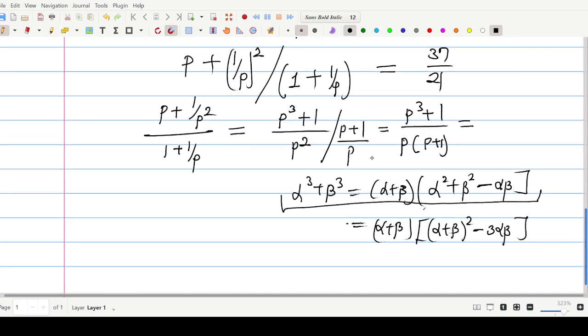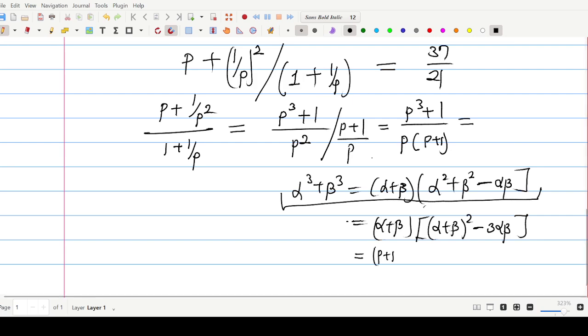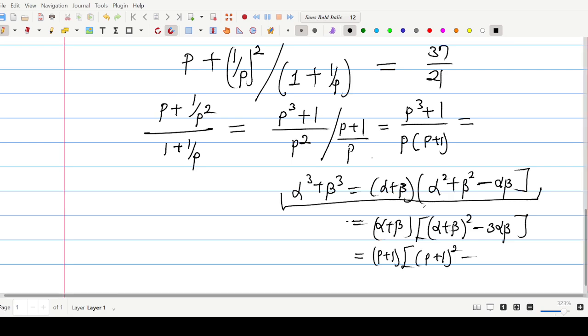Now in this case, our alpha is p and our beta is 1. So this will now reduce to p plus 1 multiplied by p plus 1 again, all to the power 2 minus 3p. So it will reduce to this expression. On factoring this expression, we have the result as p plus 1 multiplied by p plus 1 to the power 2 minus 3, all divided by p multiplied by p plus 1.